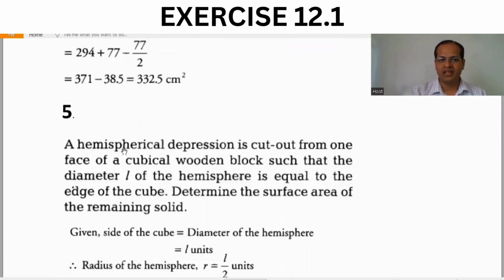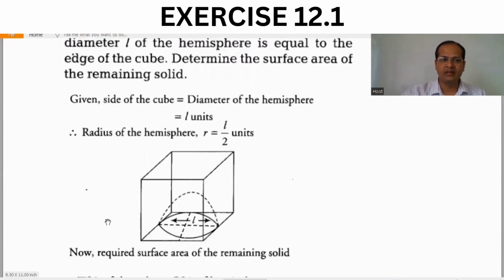Now a hemispherical depression is cut out from one face of a cubical wooden block such that the diameter L of the hemisphere is equal to the edge of the cube. Determine the surface area of the remaining solid. Now this is the same question we discussed earlier. So the side of the cube is equal to the diameter of the hemisphere. Now this is given as L unit.